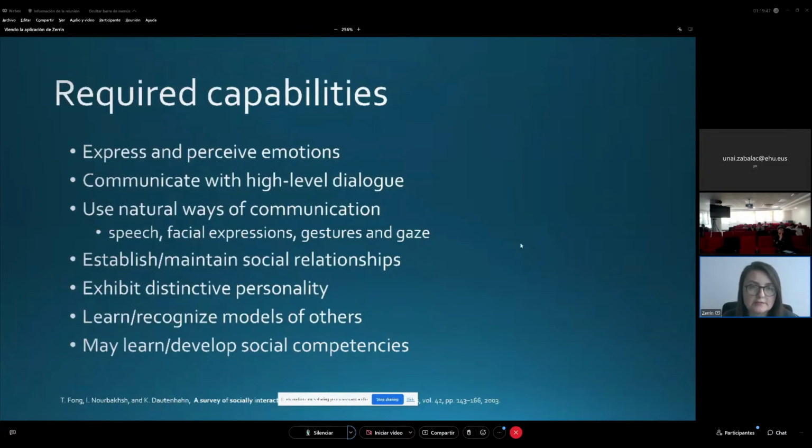But before that, for interactive virtual characters, there are a set of required capabilities. These are, for example, expressing and perceiving emotions, communicating with high-level dialogue, using natural ways of communication: facial expressions, gesture, speech. But also more high-level properties, such as establishing and maintaining social relationships, having a personality, learning, recognizing models of others, and learning more high-level social competencies. So there are a lot of different types of components when you want to develop interactive virtual humans. And I often joke that you need a whole computer science department or whole faculty to really develop a full-fledged interactive character. So it's a very, very broad research field.